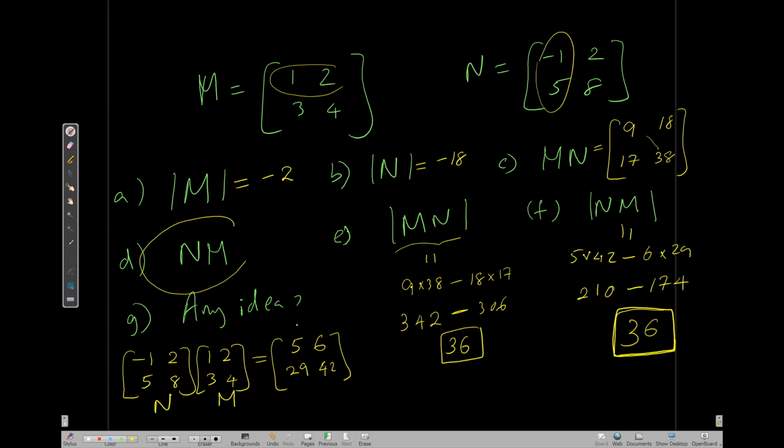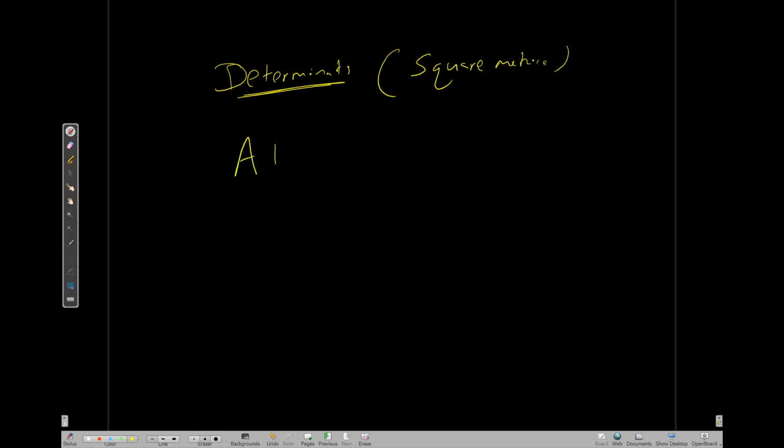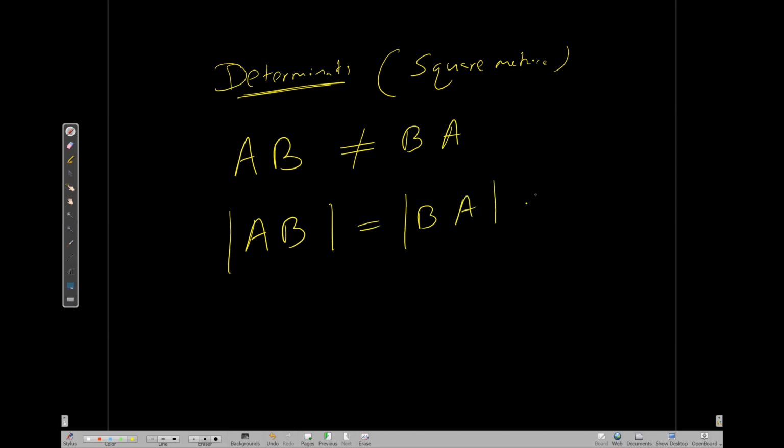Now in general, when we talk about determinants, we are in the realm of square matrices. In general, you know AB is not the same as BA, but when you take the determinant, because that's a number, it is going to be the same. Not just that, let me go back.